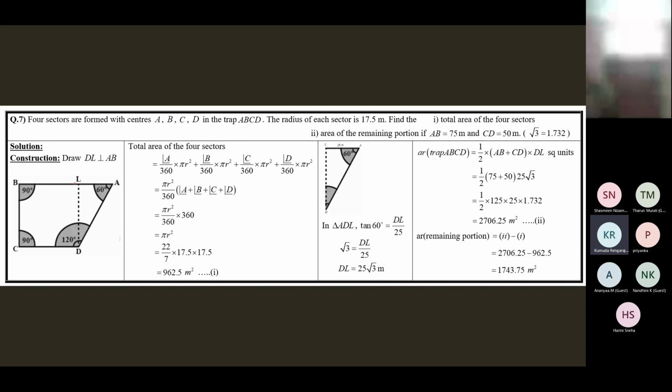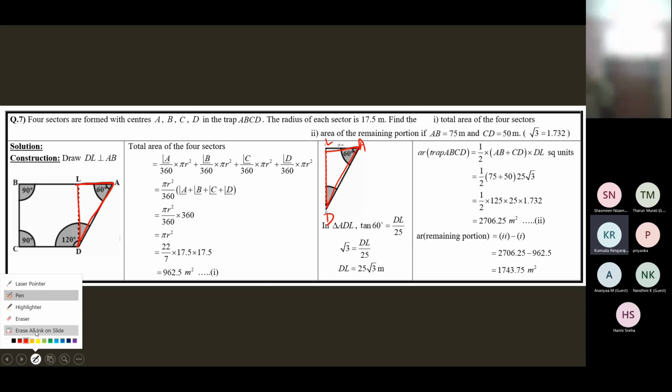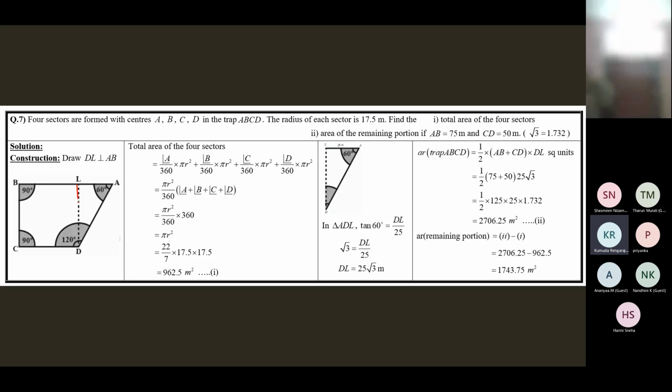Now you can see I've shown this portion separately here. You can see it here. Triangle ALD. This is A, this is L, this is D, triangle ALD. Now our intention is to find the length of the line segment DL. What is the length of the line segment DL? So we're going to use trigonometry to find the length of the line segment DL.